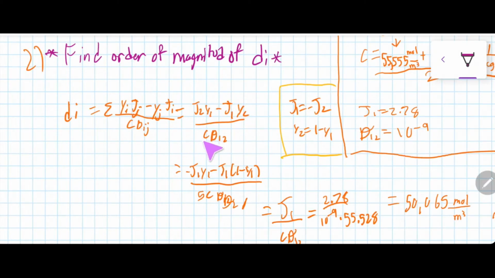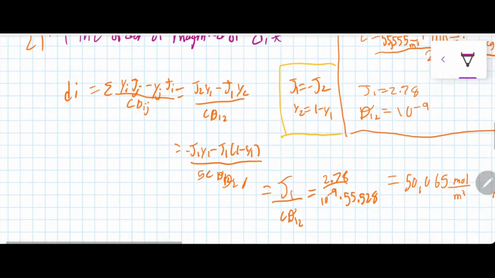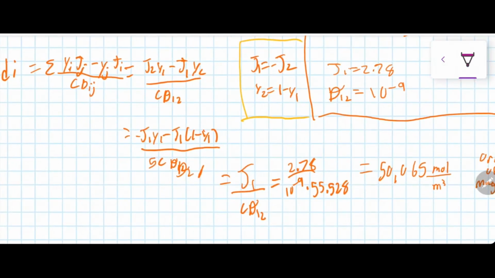Because this system is binary, there are only two substances in this system. We only have to worry about one contact point at 5 centimeters. So we only have to worry about the interaction between 1 and 2. We can then use that to find this equation here, and then we want to simplify that to decrease the number of variables we have in there.